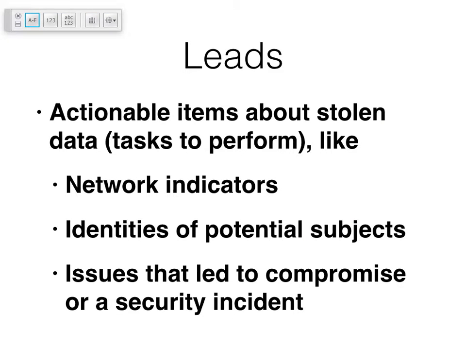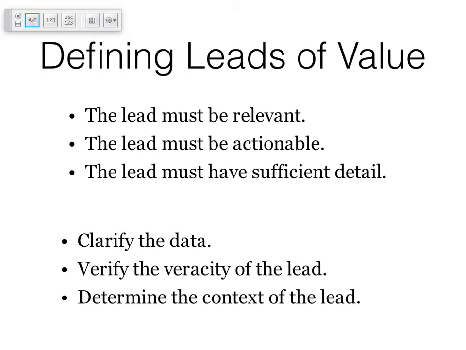All right. So leads. Leads are actionable things. You know, leads for an investigation, a standard term for any kind of investigation, but in particular in incident response, leads are actionable things. Things that we can measure quickly. Network traffic, identities of suspects, subjects we can measure. So we need things that are relevant to the investigation, things that are actionable, and enough detail that we can tell a compromised machine from a non-compromised machine.